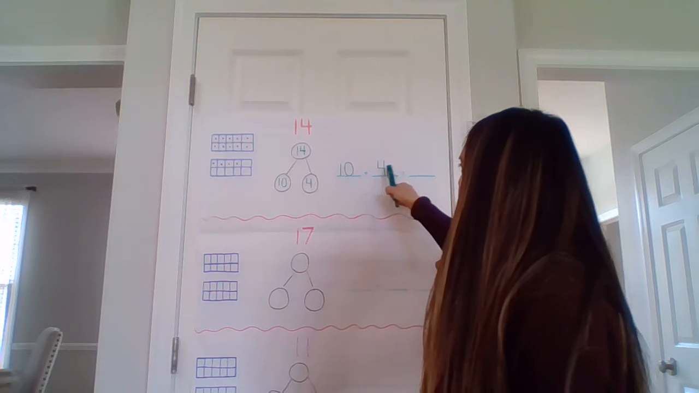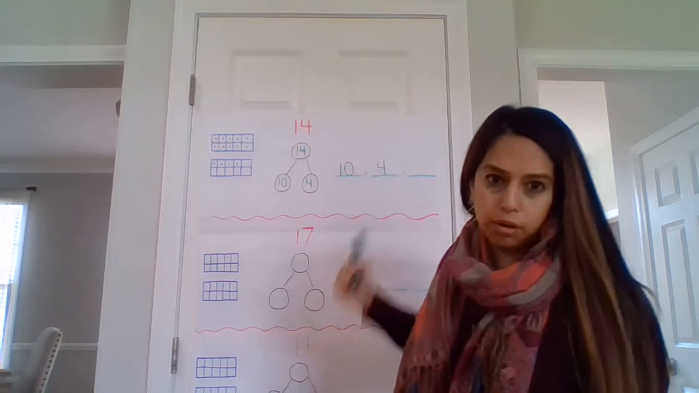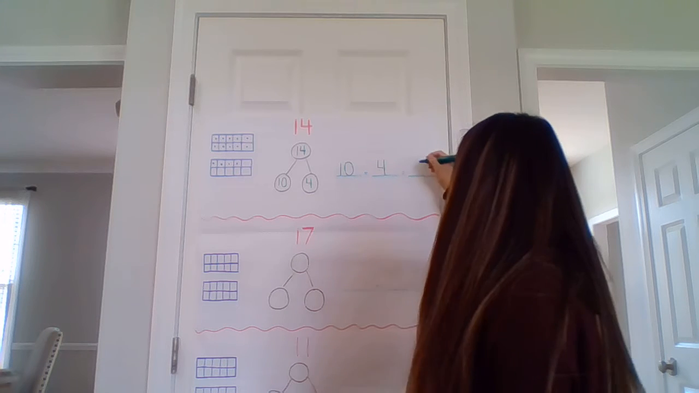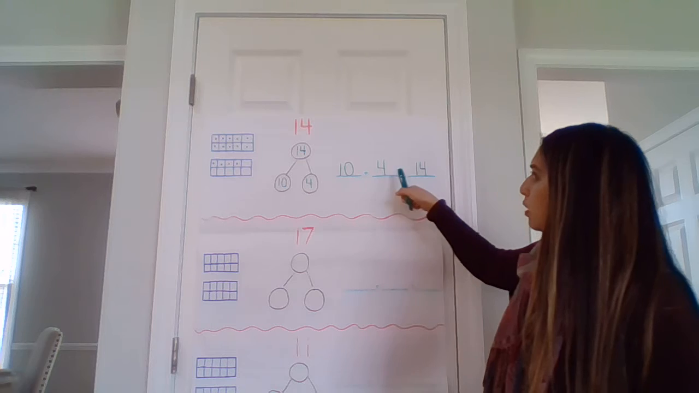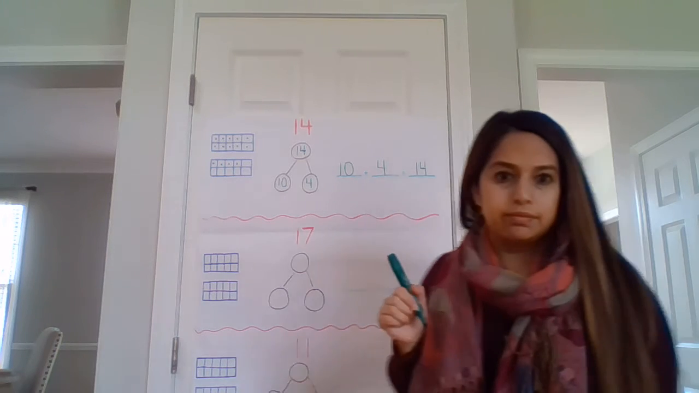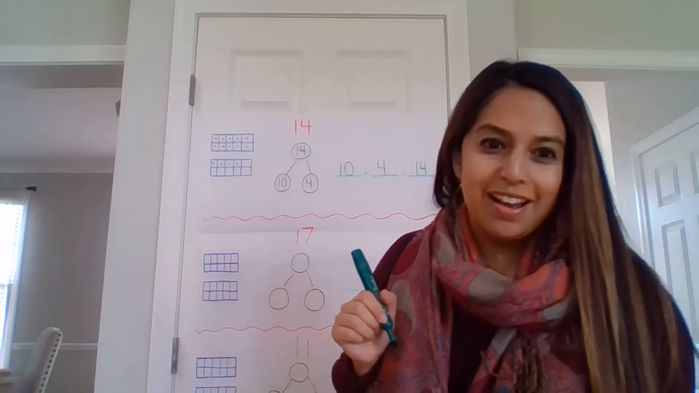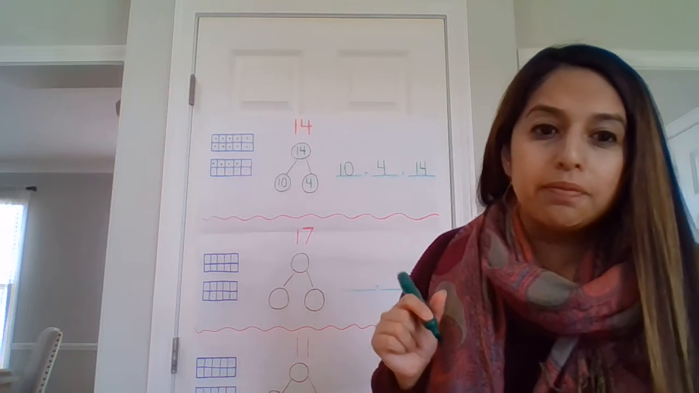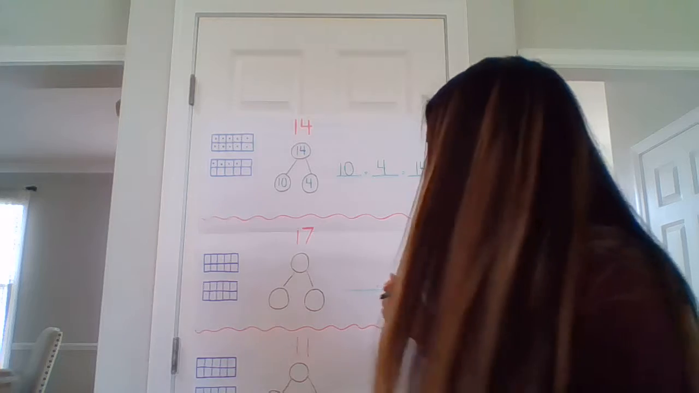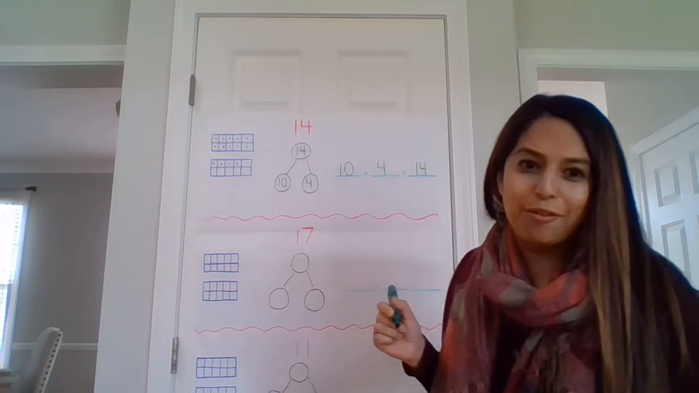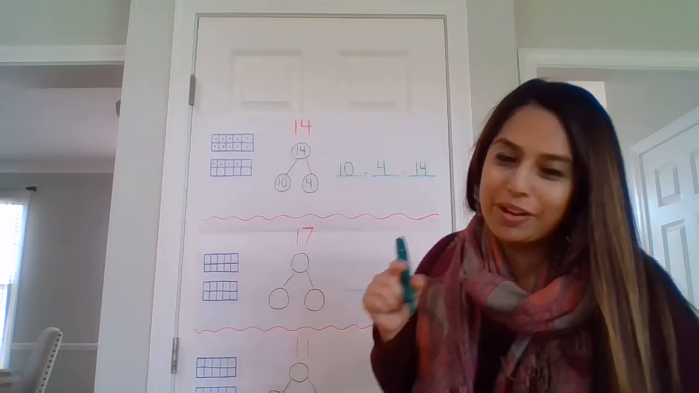So 10 plus 4 equals, altogether, we know we're working with 14. So my equation is 10 plus 4 equals 14. Okay? All right, so that was the first one. I'm going to go through the next two a little bit quicker and see if you guys can stay with me, okay? I want you doing this with me at home, okay?